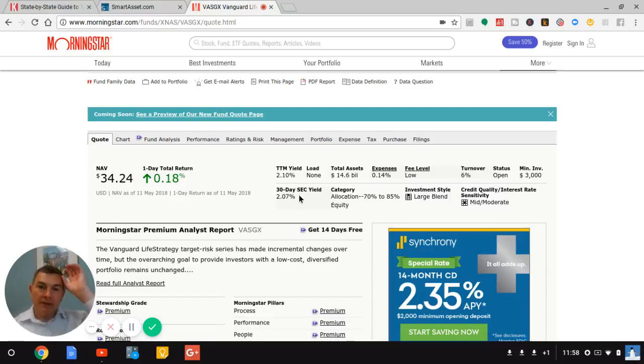The 30-day SEC yield, and so this is different. The trailing 12 months is what happened over the last 12 months. 30-day SEC yield is what happened over the last 30 days. We always want to look at the 30-day SEC yield if we're going to think about buying a mutual fund. Absolutely. I don't much care about the trailing 12 months.